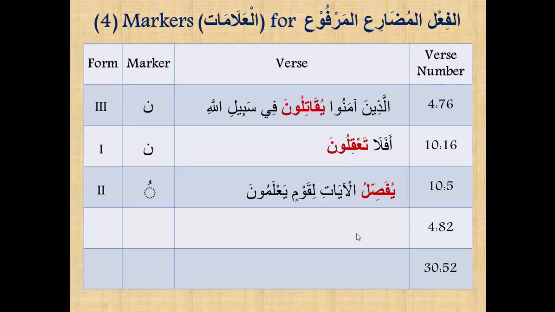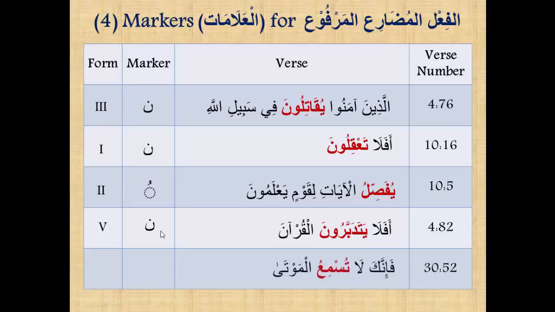Next example, أَفَلَا يَتَدَبَّرُونَ الْقُرْآنَ. يَتَدَبَّرُونَ, we see the nun at the end. This is conjugated for hum, يَتَدَبَّرُونَ. The alama is the presence of the nun. And this is an example of a form 5 verb.